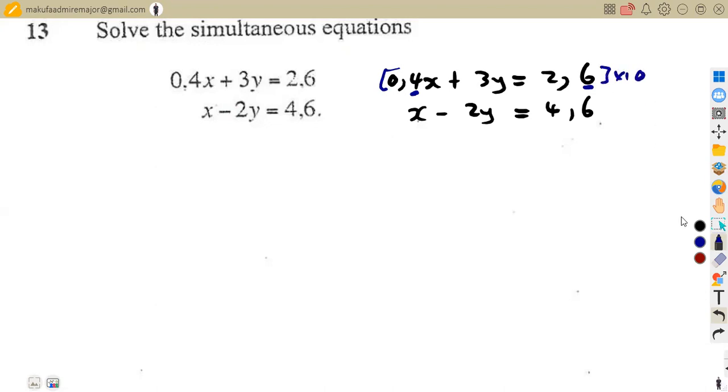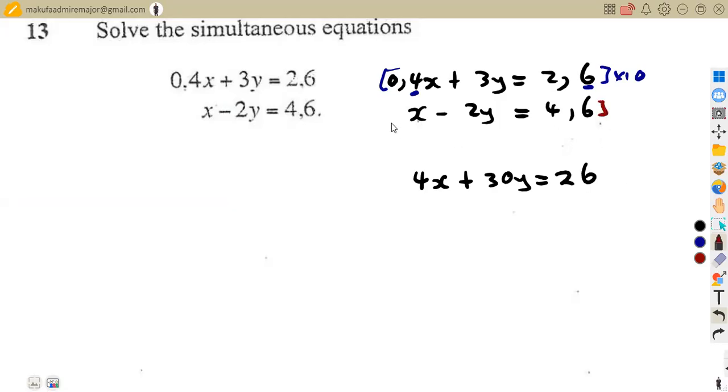So just multiply by 10 to remove the comma. 0,4 times 10 is going to be 4x, plus 3y times 10, which is going to be 30y, is equal to 2,6 times 10, which is 26 in this case. Our major aim is just to remove the decimals that we have on the same part.